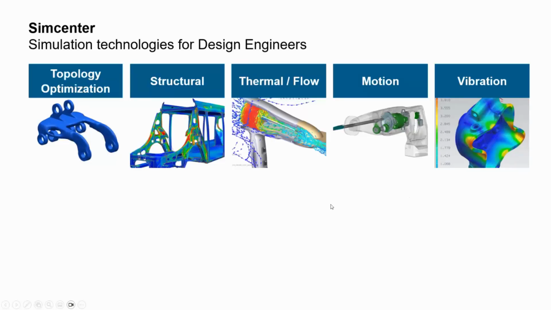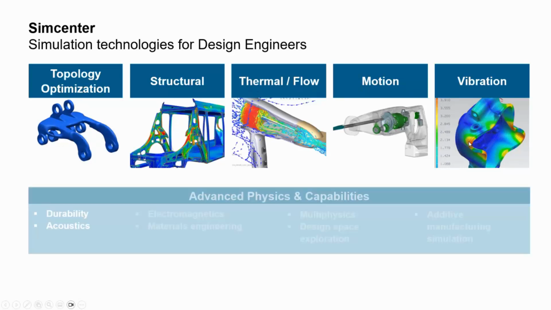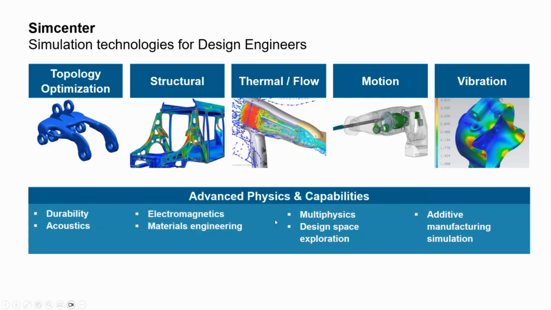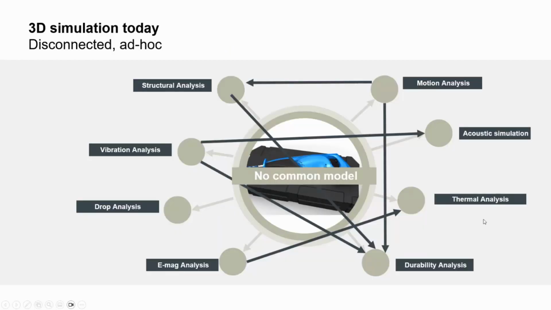Simcenter 3D will cover anything from topology optimization to structural simulation, your thermal flow, your motion, your vibration. And then you can even get into the more advanced physics and capabilities, like durability, acoustics, electromagnetics, additive manufacturing simulation, multi-physics, design space exploration, all this more advanced stuff. You can do any of it.